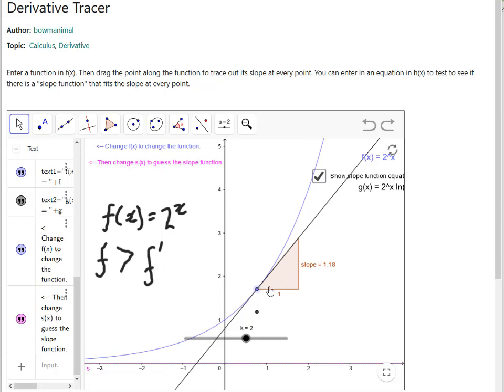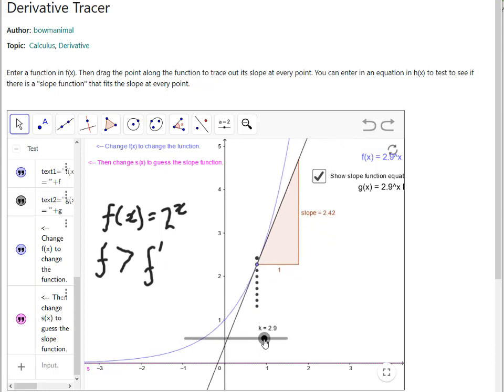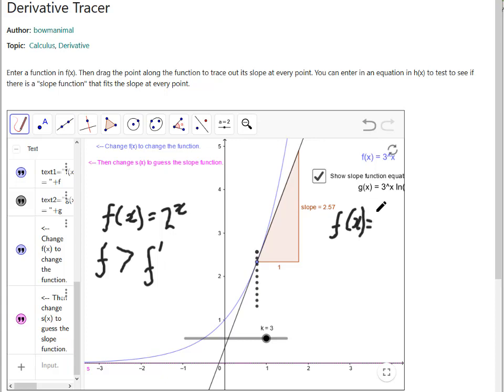Now I'm going to go on to a slightly different graph by changing the value of k to 3. Unfortunately, you have to ignore these dots. I can't figure out how to get rid of them. So here we've got the function f of x equals 3 to the power x.